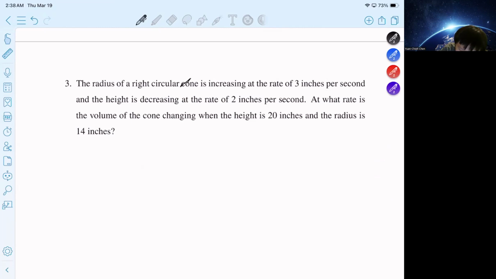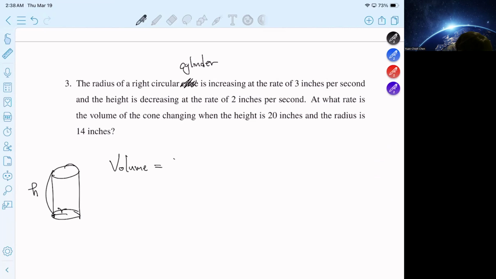So basically, this is the circular, maybe not cone, circular cylinder. I'll change to circular cylinder. Cone is a different thing, but if you remember, cone is 1/3 of the cylinder, but I'll change that. So this is my cylinder, this is my radius, this is my height.